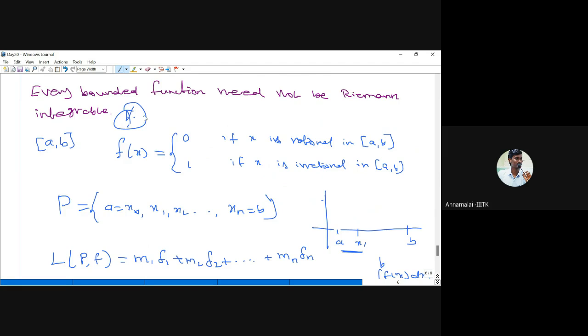So first you have to find the lower sum and upper sum of a function for an arbitrary partition. Anyway, we have some more theorems which we will discuss in the next class. Okay, thank you.